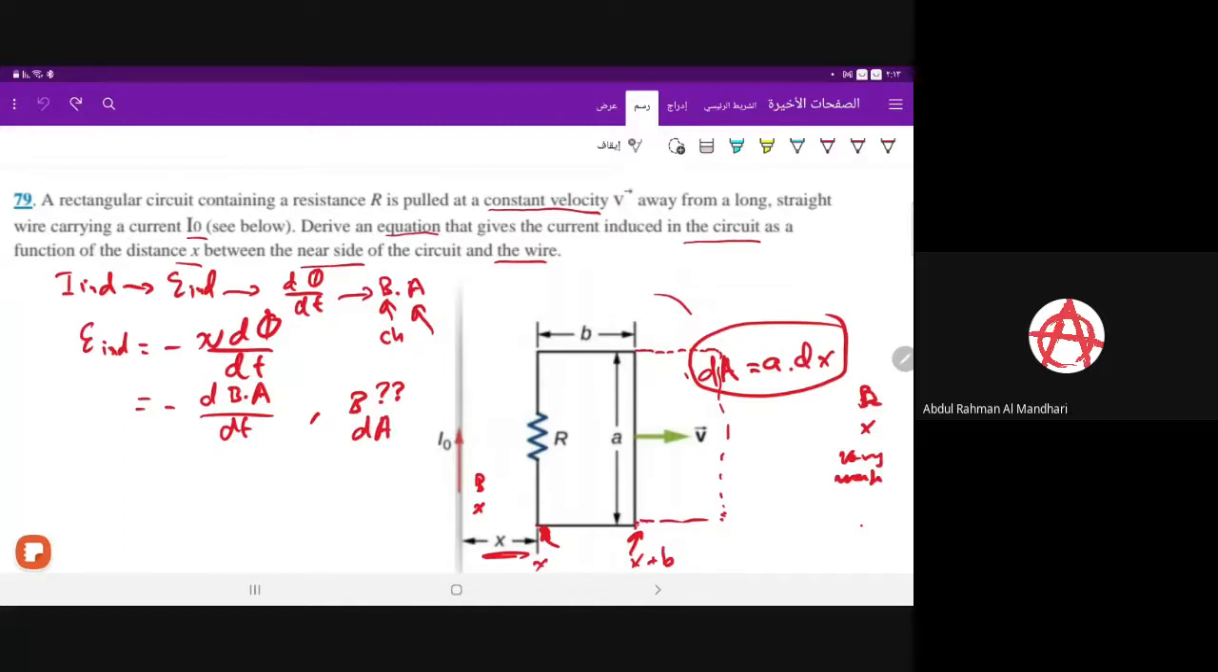To find B, we know there is something called Ampere's law. From Ampere's law, B into 2 pi r, which in this case is x, don't forget that, because this is the distance from the wire, equals mu naught into I. This is the magnetic field surrounding a very long straight wire carrying a current. So the magnetic field at that point x equals mu naught, which is a constant, into I naught, which is the original current here, divided by 2 pi x. So that is the original magnetic field coming from the straight current-carrying wire.